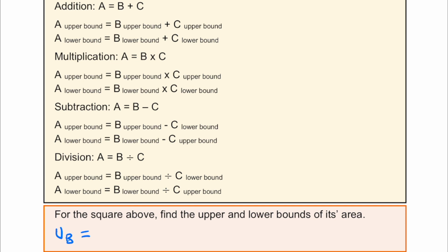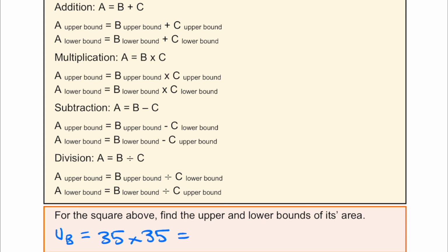So we're multiplying and we want the answer to be as big as possible. We, of course, need the original two numbers to be as big as possible. So we want the upper bound in this case. So we take the 35, times it by another 35, and you can use a calculator for this. It's going to give you 1,225.